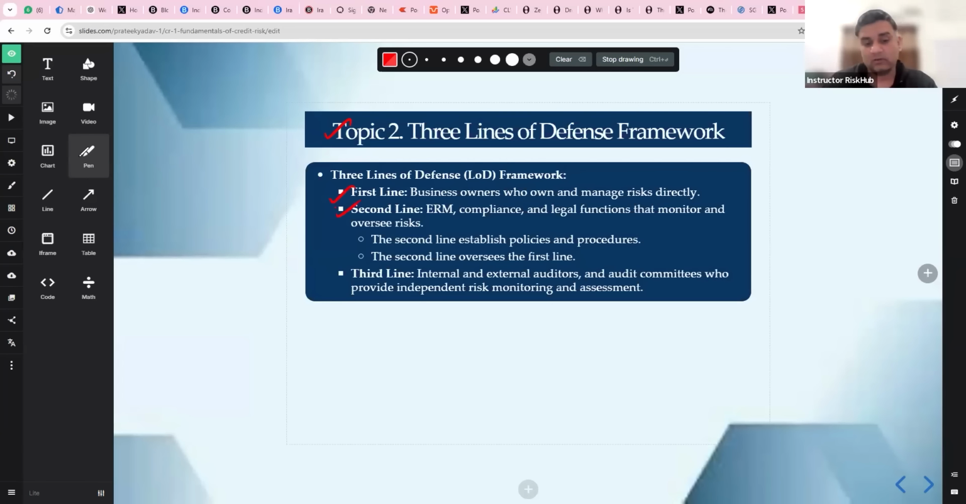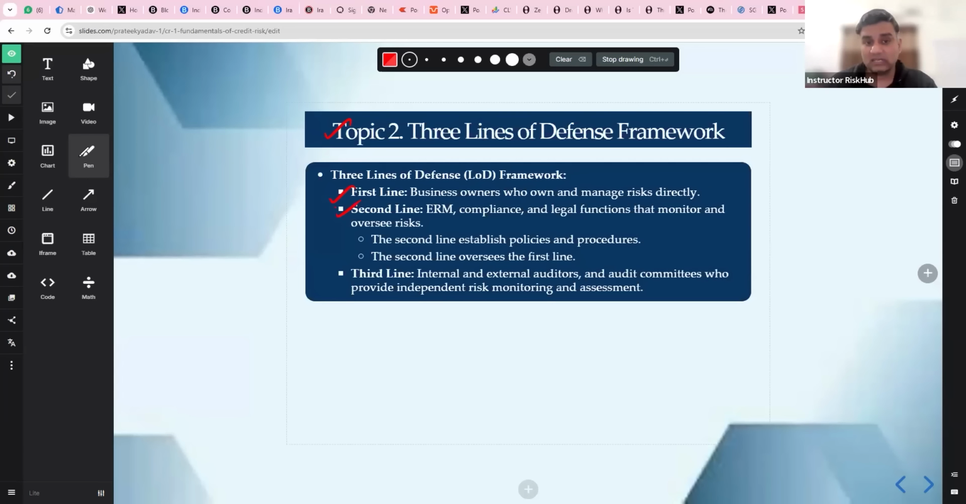The second line of defense sets your policies, defines your risk appetite, monitors your exposure, and oversees your first line. Examples are your enterprise risk management, your credit risk team, your compliance, your legal. They do not take risk; they challenge and monitor. This is where your model validation comes in. This is where your stress testing comes in. This is where your limit monitoring comes in. This is where your ICAAP comes in. They provide oversight of your first line. This is critical in the exam.